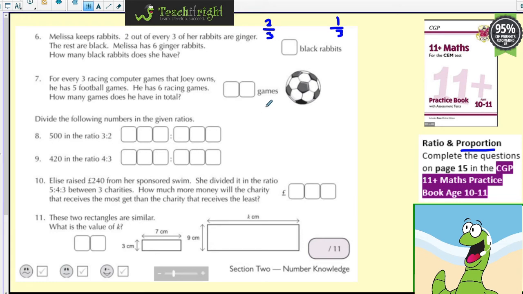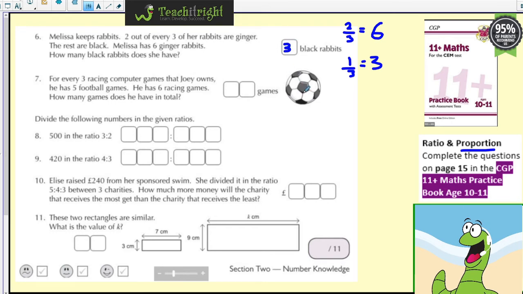There's a couple of ways of doing this. I think this is probably the easiest, and that's what we always like to teach. So if 2 out of 3 of them are ginger, that means 2/3 equals 6 rabbits. Well, if 2/3 equals 6, 1/3 is going to be half as many. So hopefully you can see that 1/3 is going to equal 3. I think that's the most simple way. So she should have 3 black rabbits.